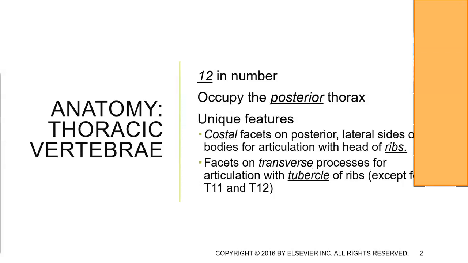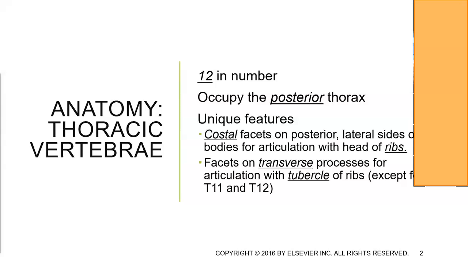Start off with, there are 12 vertebrae within the thoracic spine. They occupy the posterior aspect of the thoracic cavity. They are the support of the ribs, the rib cage that goes around the thoracic region. The ribs attach to the vertebrae via costal facets or demifacets or facets. They all are a little bit different in what it means. I'll go over that a little bit.